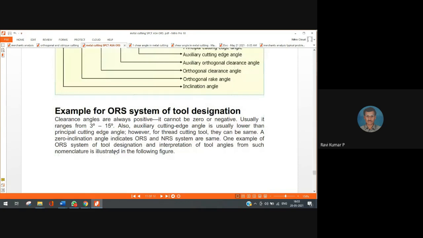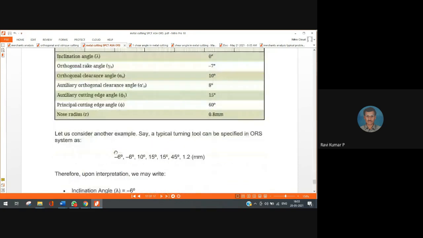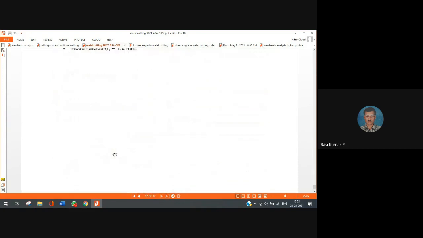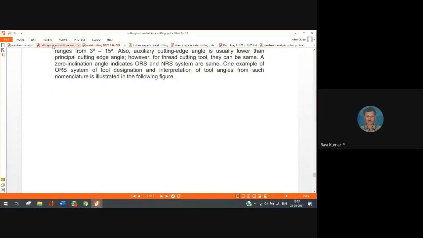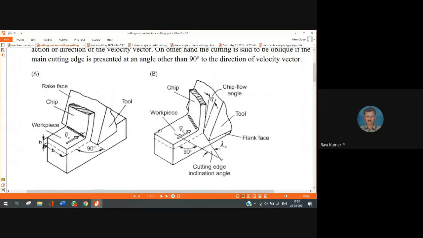So this was another issue. Okay. So this was what we studied about the tool angles. Then we have discussed about orthogonal and oblique cutting.